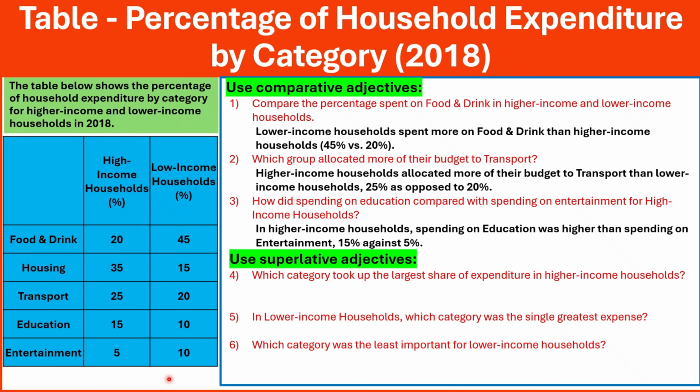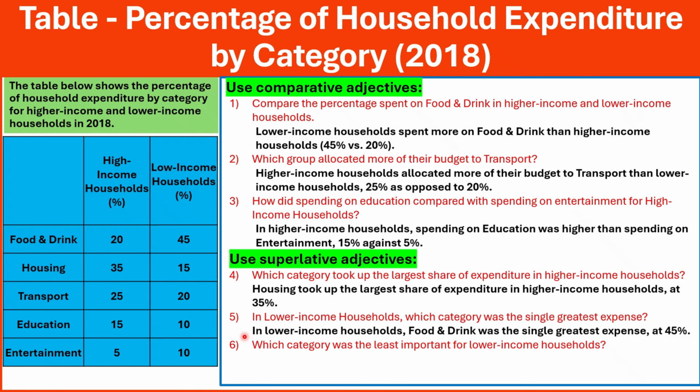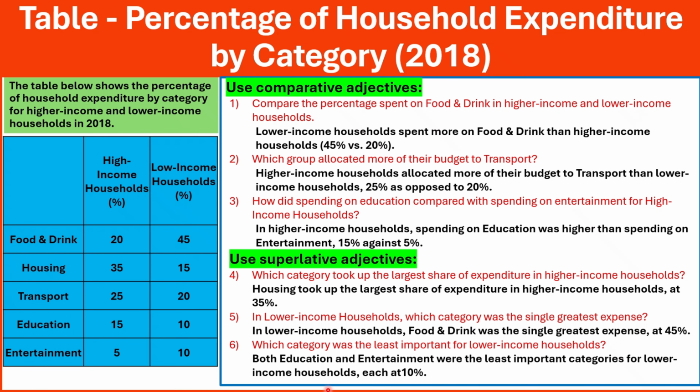Now we will look at the superlatives. Housing took up the largest share of expenditure in higher income households at 35%. In lower income households, food and drink was the single greatest expense at 45%. And finally, both education and entertainment were the least important categories for lower income households, each at 10%.